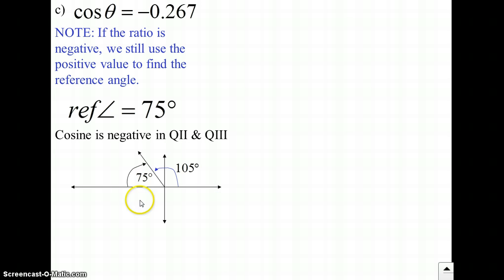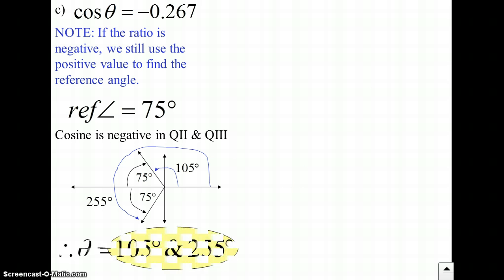And if I draw a 75-degree reference angle in quadrant 3, there it is. This angle in standard position is going to be 180 plus 75, so a 225-degree angle. Therefore, those are the solutions to this equation for cosine theta: 105 degrees, 225 degrees. Part D.